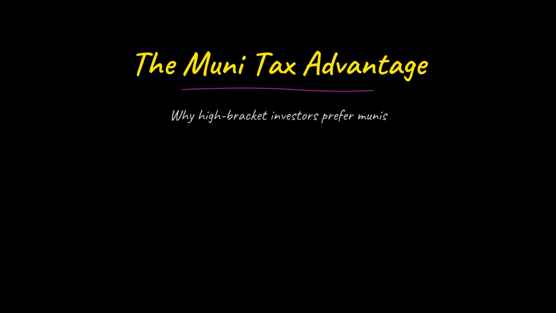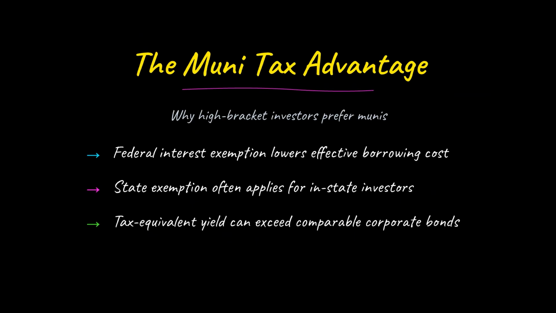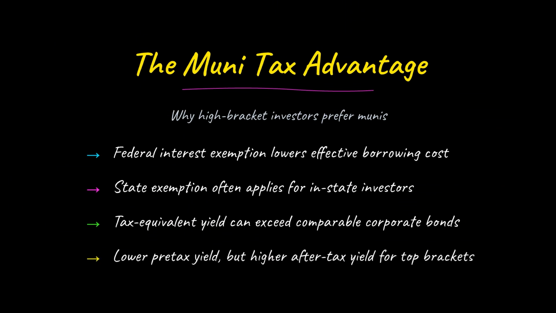Because of this dual exemption, the after-tax yield on a municipal bond frequently beats a higher yielding corporate bond for investors in high tax brackets. The pre-tax yield looks lower, but once taxes are stripped away, the municipal bond often wins, which is exactly why the exemption exists as a policy tool to reduce government borrowing costs.